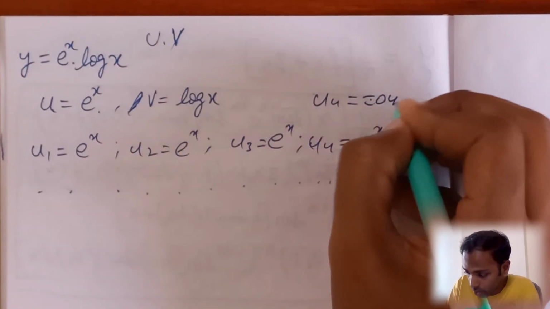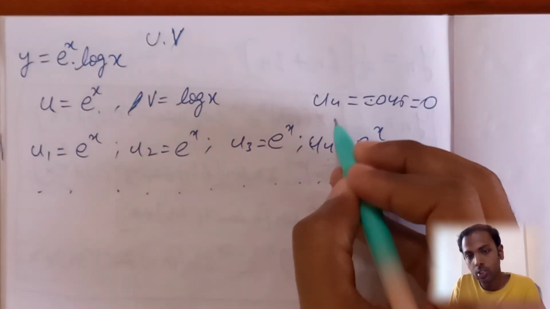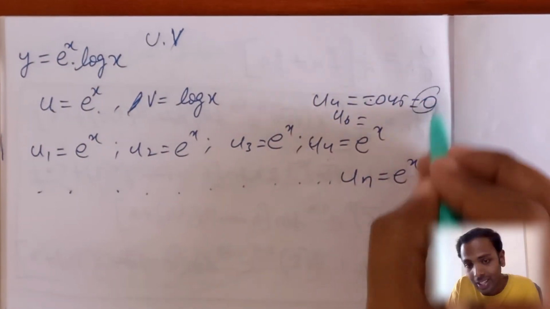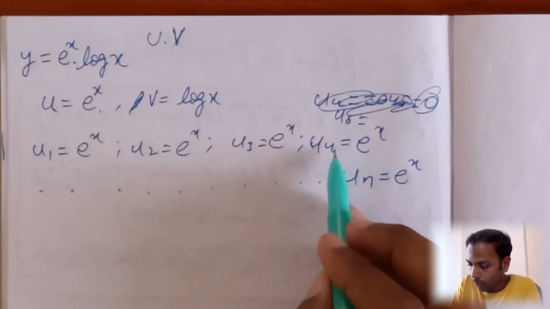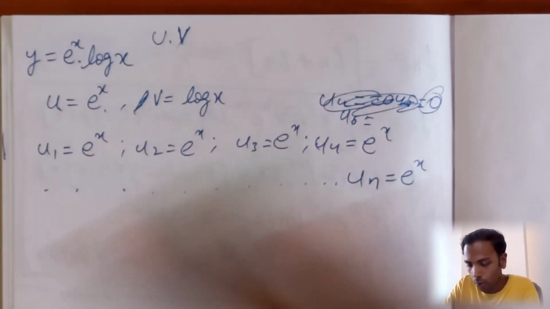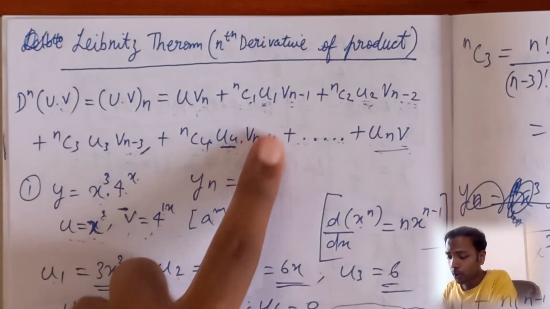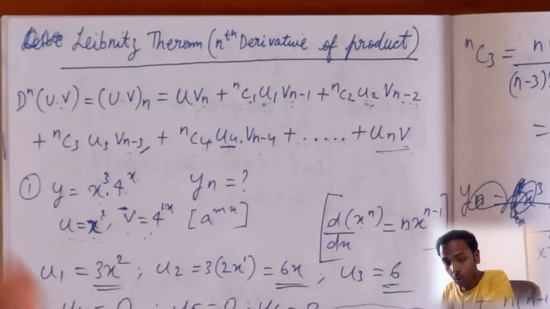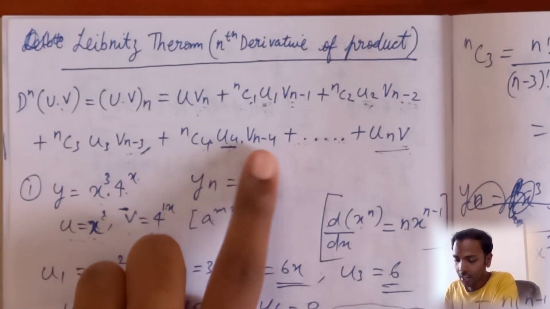And if u4 is 0, u5 would be 0, because differentiation of 0 is 0. u6 would again be 0, because differentiation of 0 is again 0. So from u4, if u4 is 0, all the u's from there would be 0, 0, 0, and 0. Because of which every term from here also would be 0, 0, 0, 0. Because if u4 is 0, this entire term is 0.